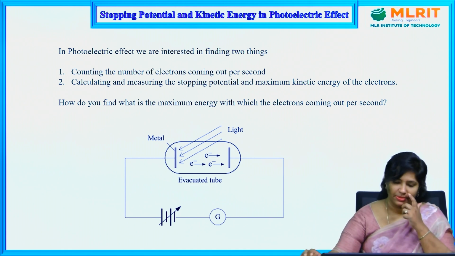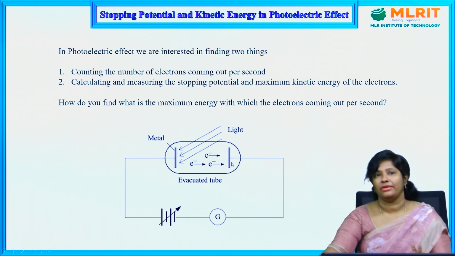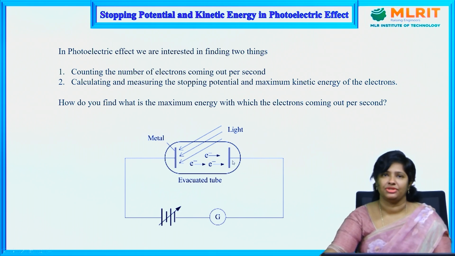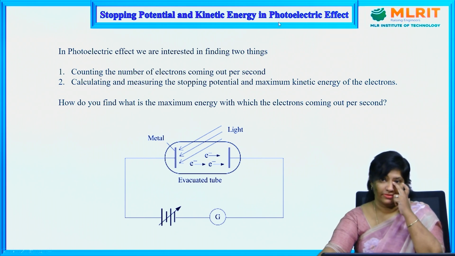Here is the experiment setup. You can recap once again. This is the metal which acts as the emitter of electrons, and this is the collector. The collector collects the electrons emitted from the emitter and is attached to a galvanometer and a voltage source. Now, when this metal is illuminated by a light source, it emits electrons which are collected by the collector, which we have already come across in our previous session. In this session, our interest is to study the stopping potential as well as the kinetic energy in the photoelectric effect.